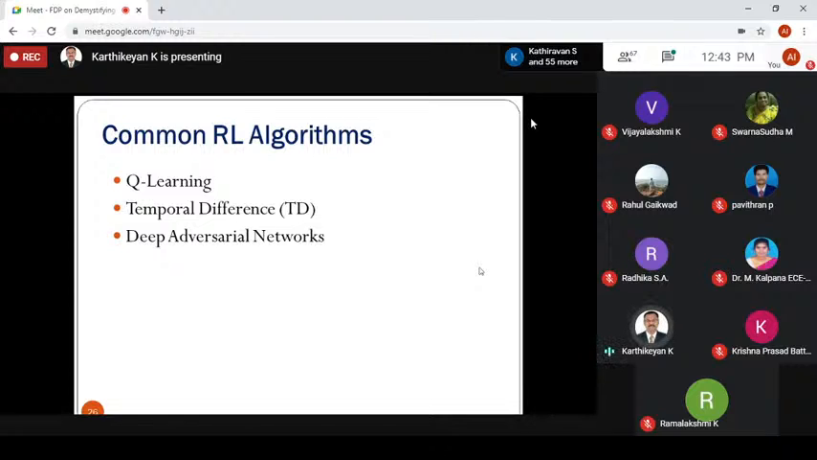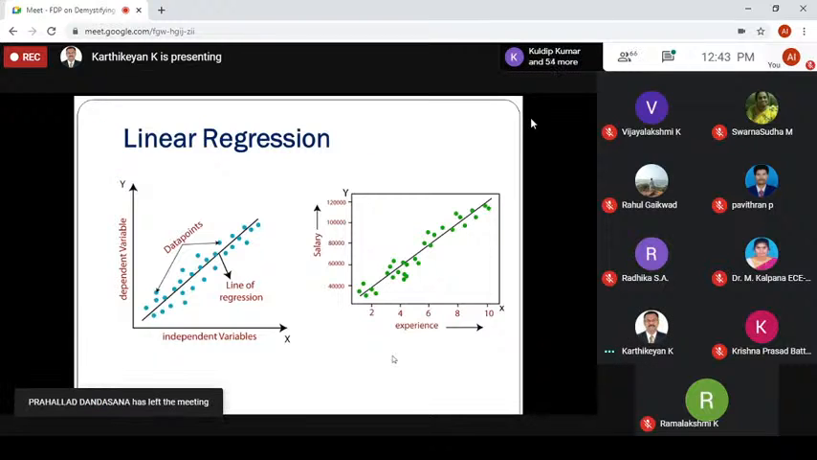Now, what are the common reinforcement learning algorithms? Q learning, temporal difference, and deep adversarial networks. These are the three common reinforcement learning algorithms. Now, I want to explain what are all the ML algorithms we are going to see in detail for this FTP course.